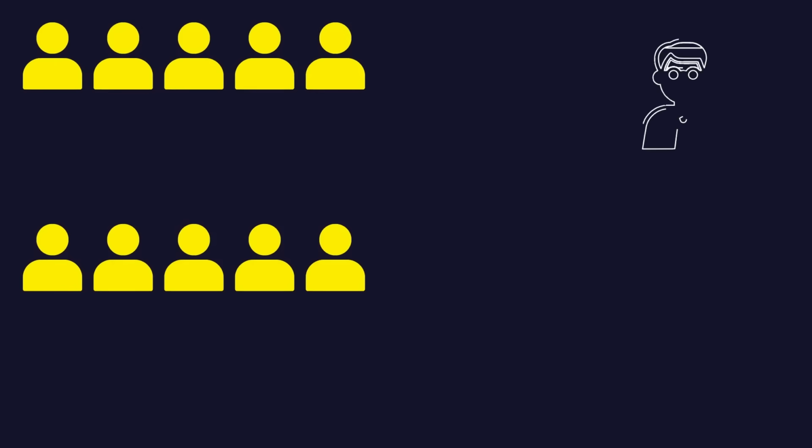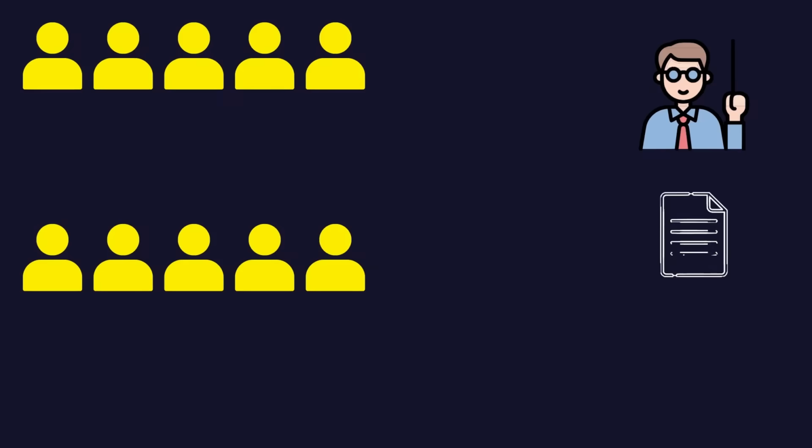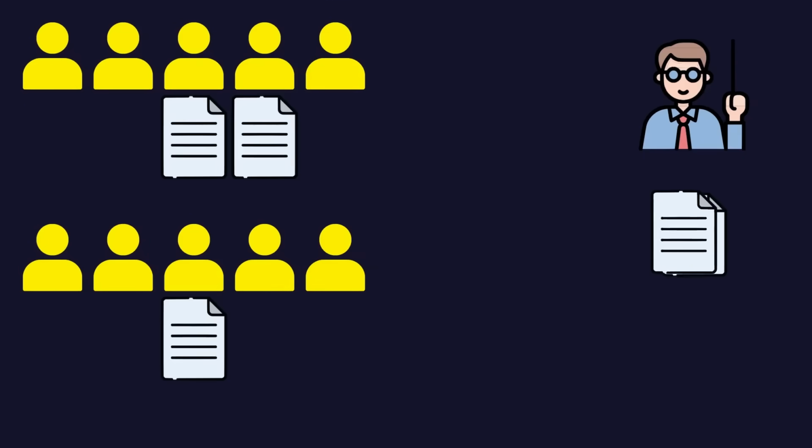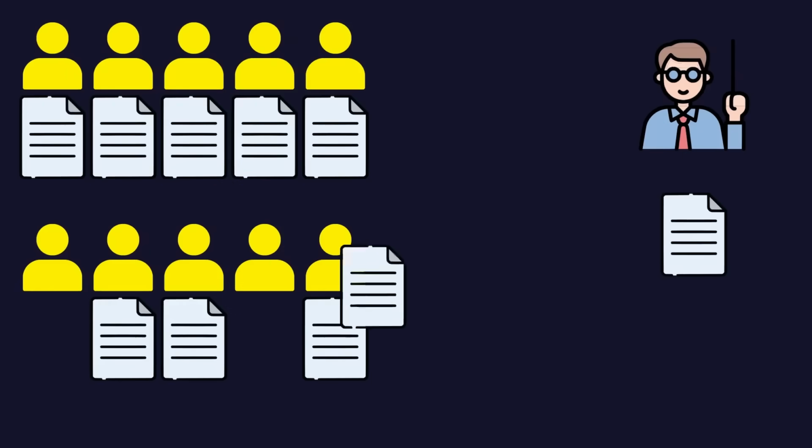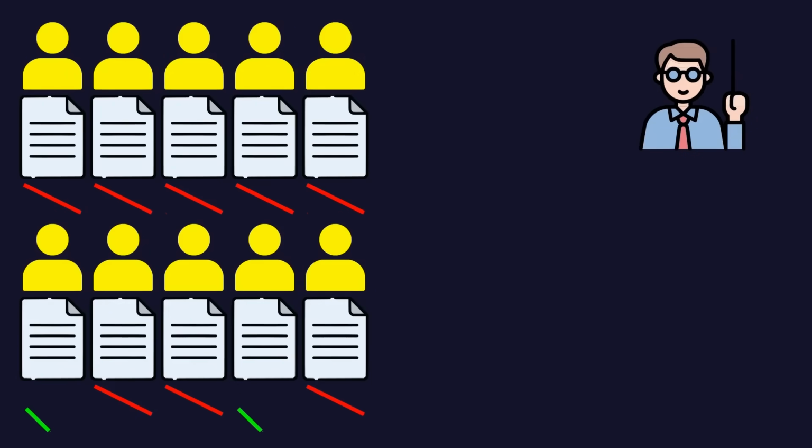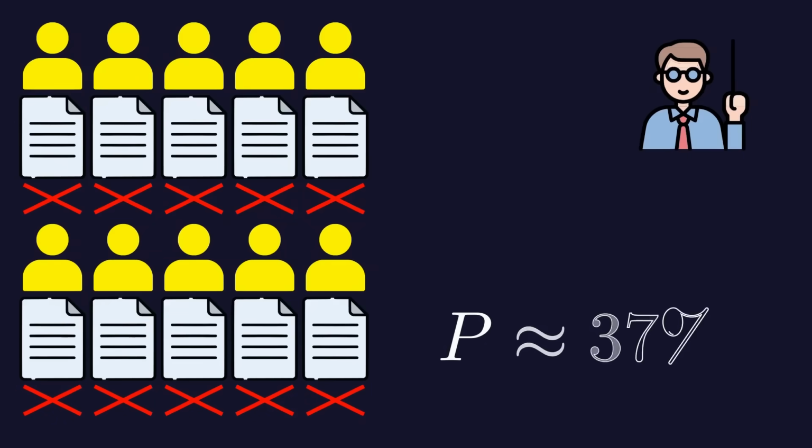The matching problem is another problem where probability can be counterintuitive. It goes like this. There are 10 students and a teacher. The teacher has a stack of homework assignments to distribute. The assignments are handed back randomly, which means any student may receive their own assignment or someone else's. What is the probability that no one will get their own assignment? With 10 students, this probability is equal to around 37%.